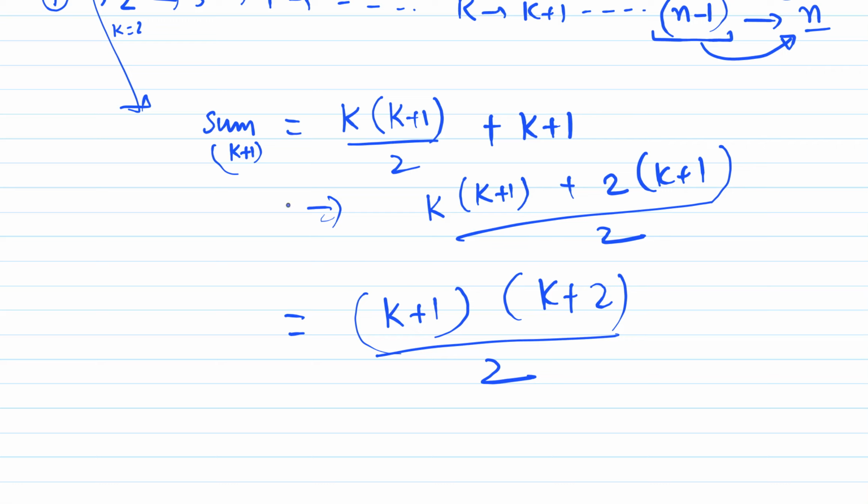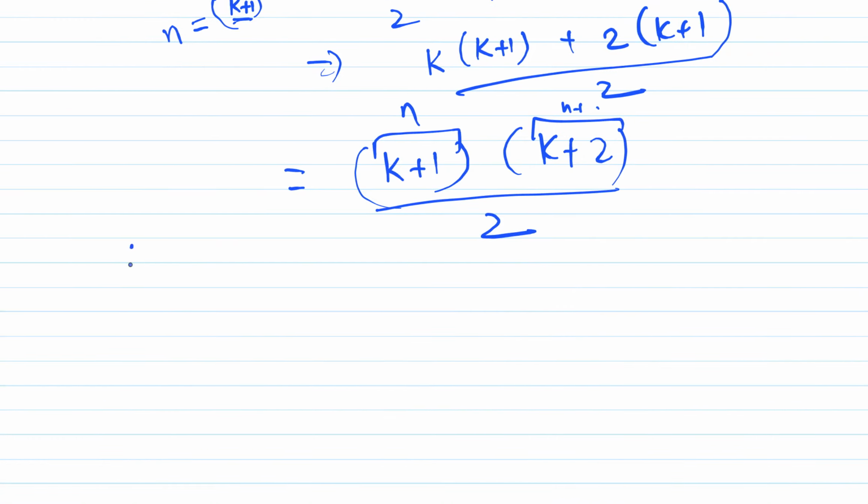So you see it's true for n equal to k plus 1. So k plus 1 is n, k plus 2 is n plus 1. So if it's true for k, then it's also true for k plus 1. Combining both, we can prove it. So hence proved. This was just a brief recap of proof by mathematical induction. Now let's say we are given the same problem and we have to solve it recursively.